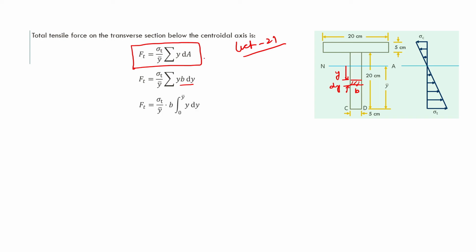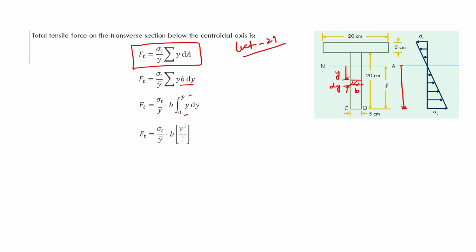So now further simplifying it, this is sigma t upon y bar dot b integrating from 0 to y bar y dy. हमने इंडिकेट किया है 0 to y bar. Why? क्योंकि इस न्यूट्रल एक्सिस से बिलो की पोजीशन पे हमें जाना है. At the neutral axis, let us say the distance is 0. This y is 0 at the neutral axis and it is maximum means y bar at the edge CD. और क्योंकि लोअर पोर्शन में ही हमें टेंसाइल फोर्स मिल रहा है, इसलिए हमने केवल लोअर पोर्शन को ही कंसीडर किया है. So from 0 to y bar.